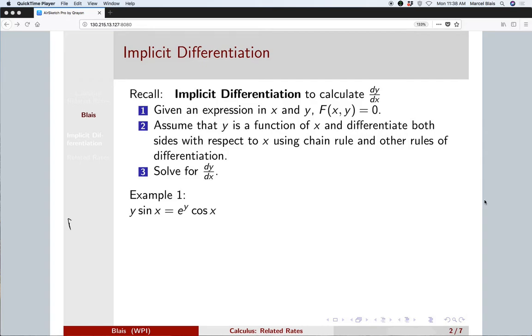In order to get dy/dx, implicit differentiation allows us to take that derivative with respect to x of both sides. This first term, we use product rule. So we have the first, y, times the derivative of the second with respect to x. The derivative of sine of x will be cosine of x, plus the second, sine of x, times the derivative of the first with respect to x, which will be dy/dx.